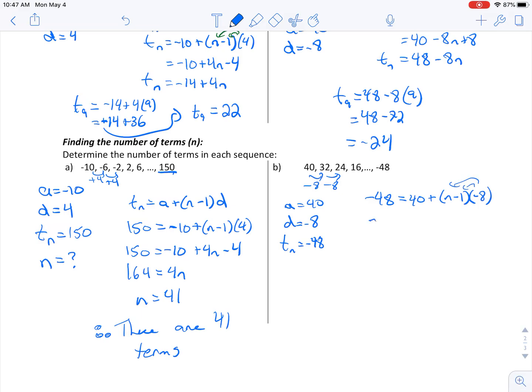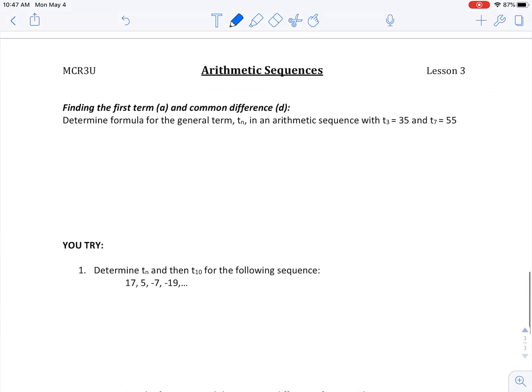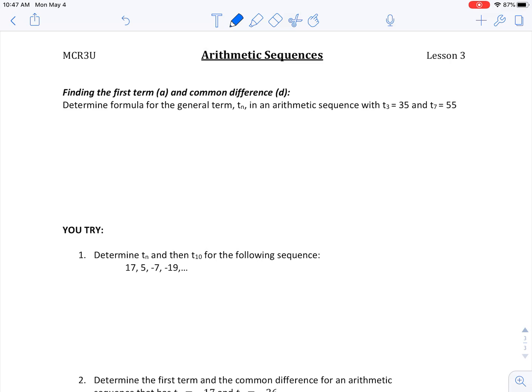So I got negative 48 equals A plus n minus 1 times negative 8. I need to distribute that in. So this, I'm going to add it over. So this is negative 88 equals negative 8n plus 8. Doesn't matter if you do it the other way I did the other one. So this becomes negative 96 equals negative 8n. So therefore n is 12. So we've got, there are 12 terms. Great. So not too bad.